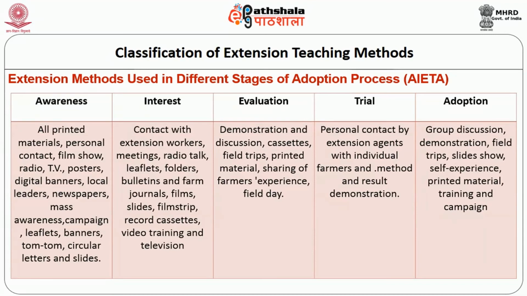At the trial stage, wherein the farmers are trying the technology in a smaller area, we can go in for personal contact by extension agents with individual farmers and method and result demonstration. At the adoption stage among the farmers, we can go in for group discussion, demonstration, field trips, slide shows, self experiences, printed material, training and campaign.